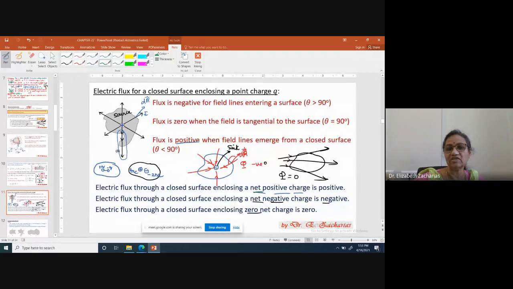Field may be there, like in that picture that I've shown you. This picture. Field is there, but then flux is 0. Because there is equal positive flux and negative flux. So sum is 0.